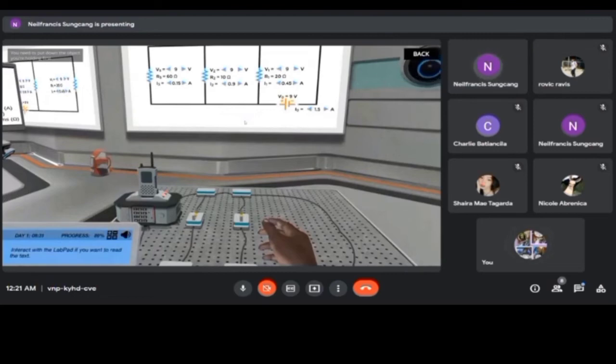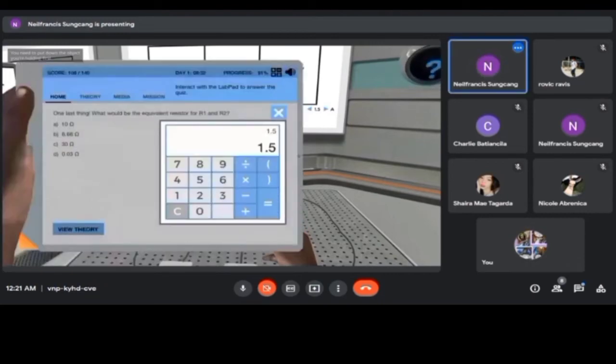Amazing. You have really mastered the parallel resistors. We are so close to having what we need to fix the radio. One last thing. What would be the equivalent resistor for R1 and R2?